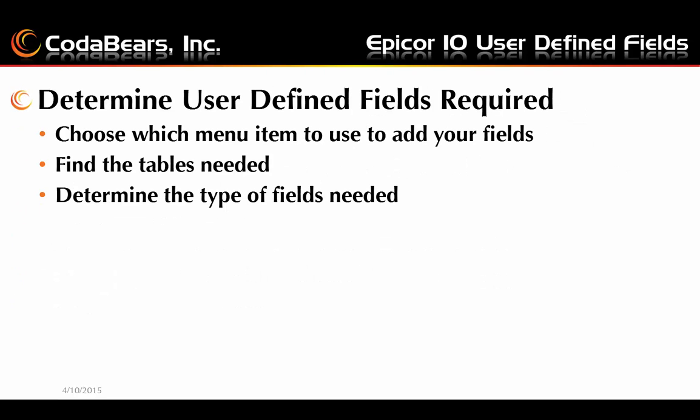So when determining which user-defined fields are required, you're going to choose a menu item where you want to display these fields. You're going to find the tables that are needed for that menu item, and then you're going to determine the types of fields you need. For example, dates, numeric fields, checkboxes, etc.